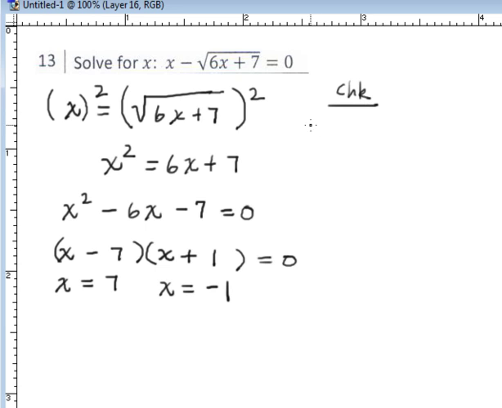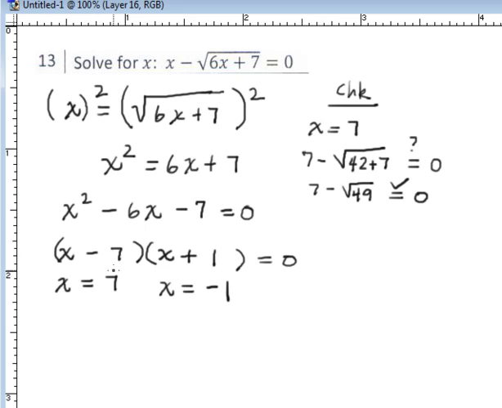So first we'll check x equals 7 in the original. So that would be 7 minus the square root of 6 times 7, that's 42, plus 7. And is that equal to 0? Okay, that's 7 minus the square root of 49, and that is equal to 0. So x equals 7 is a valid solution.